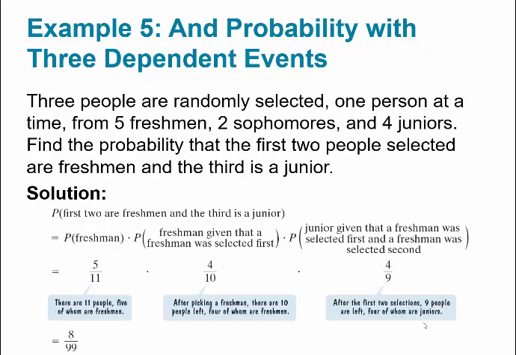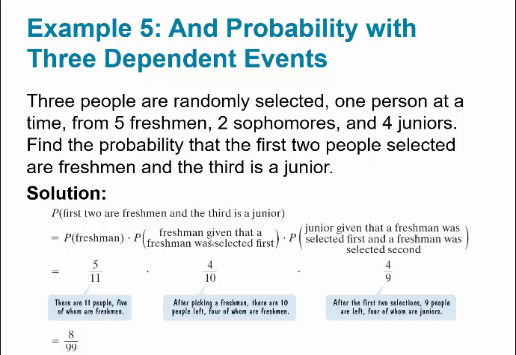Let's try this one. 3 people are randomly selected, 1 person at a time, from 5 freshmen, 2 sophomores, and 4 juniors. Find the probability the first 2 people selected are freshmen, and then the third is a junior. All right, so you've got to find the probability the first 2 are freshmen and the third is a junior. Well, how many total people are there? There's 5, 6, 7, there's 11. 5 of them are freshmen. So the probability the first person is a freshman is 5 out of 11.